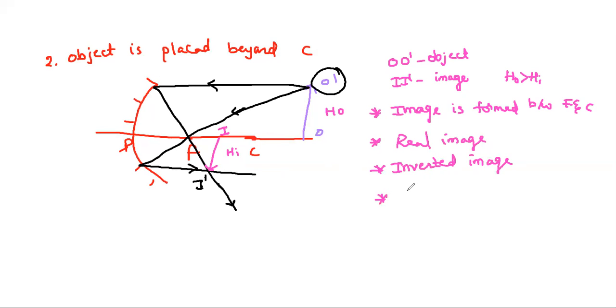Next, it is also a diminished image. So these are all the image characteristics when you place the object beyond C. And coming to the third position, what is the third position of the object?